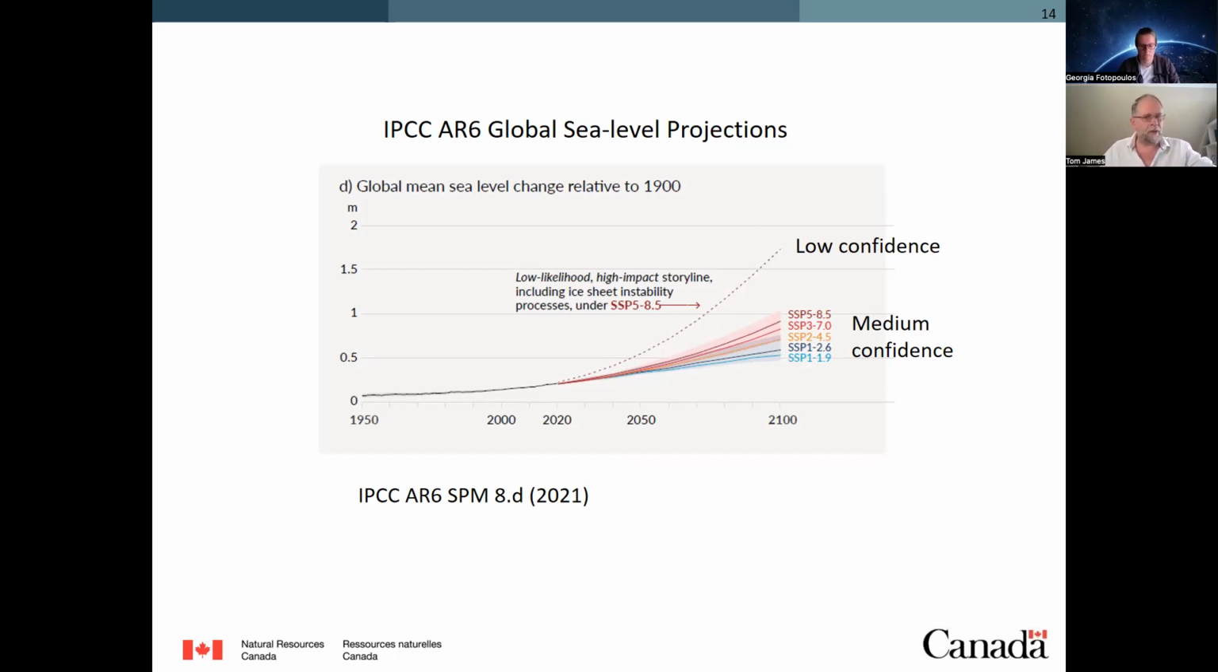And so through this chain of processes, we arrive at a figure like this, which shows projected sea level change up to the year 2100. In most of these scenarios, projected sea level change is less than a meter by 2100. But there is also the possibility of instability processes operating on the Antarctic ice sheet that could cause larger amounts of sea level change. And I'll come back to that again in a few slides.